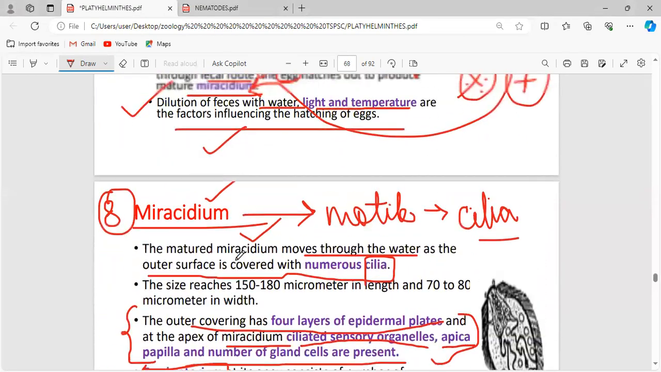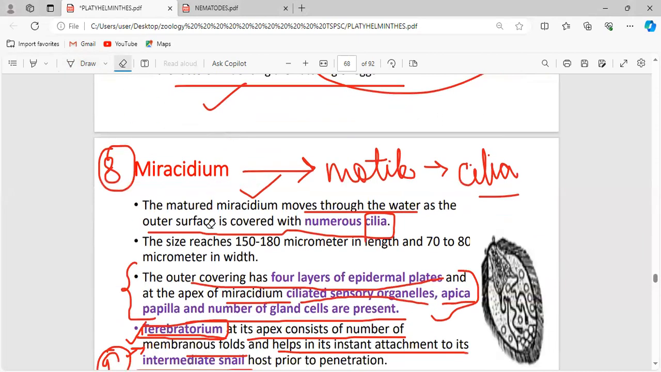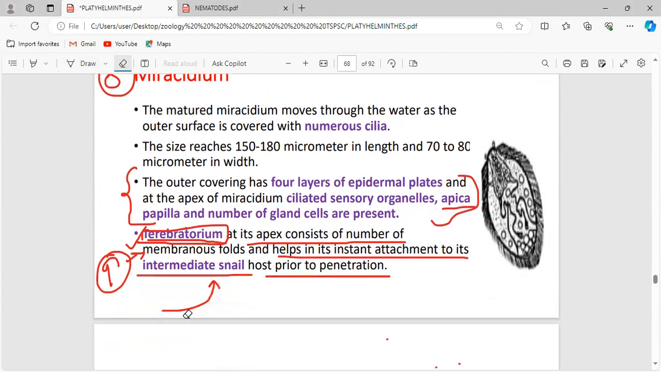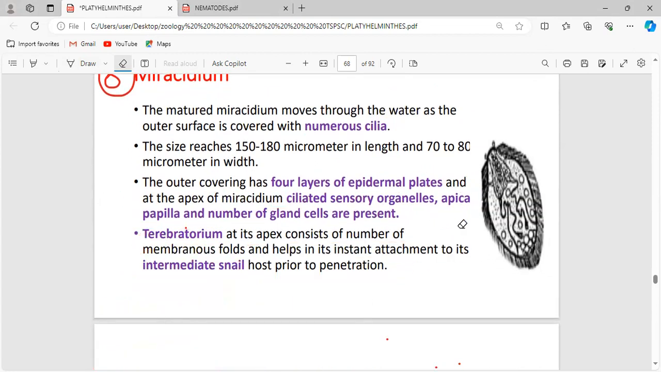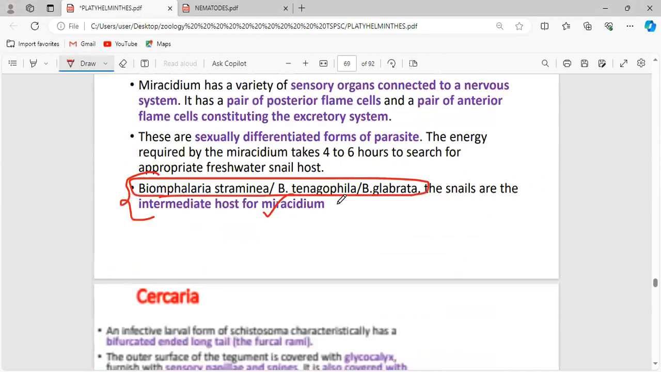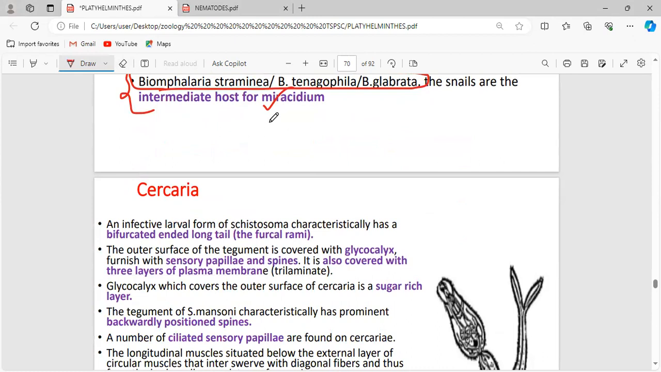Okay. So as I explained when I explained about the syllabus, the larval stages are very important. The first larval stage is miracidium, and after the miracidium, the miracidium is going to convert into the cercaria. Okay, see, just make a flow chart.